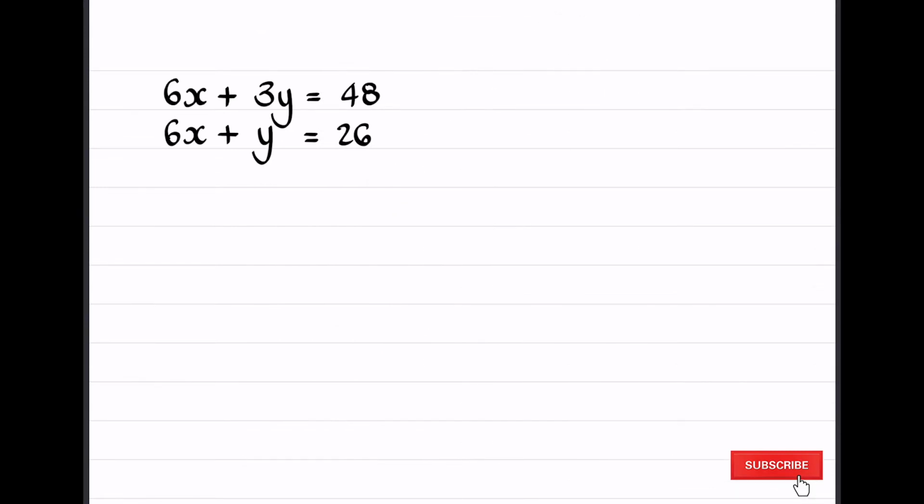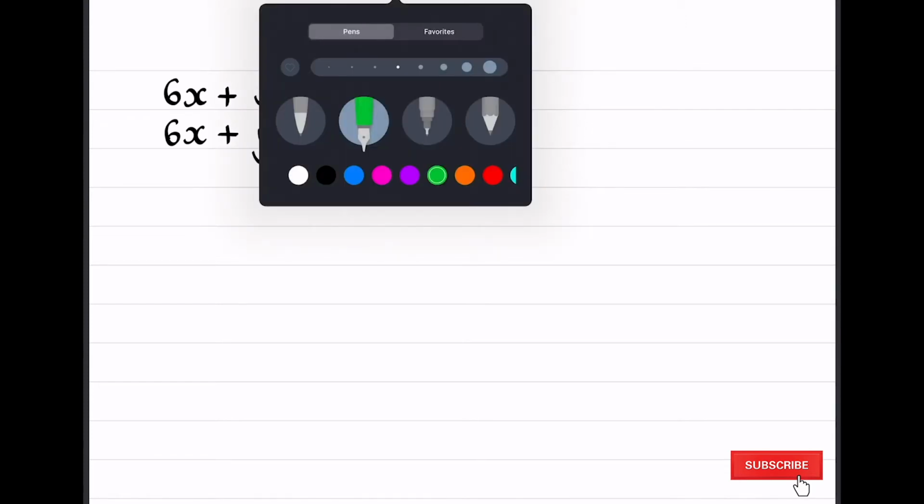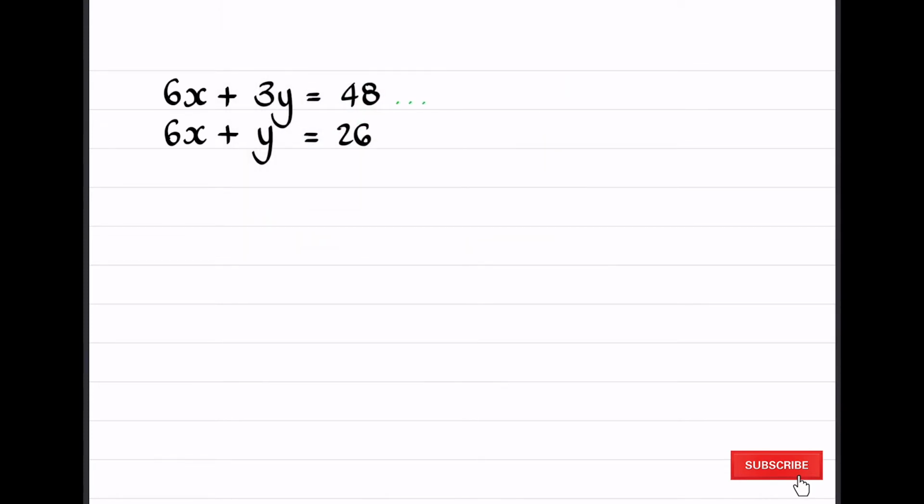If I look at my next question, I have 6x plus 3y equal to 48, 6x plus y equal to 26. So I'm going to start by just labeling my equation. So I have equation number 1 and I have equation number 2. So now what I have to do is I need to check my x and my y and see whether they have the same coefficient in the two respective equations. So I can see that this x in both of the equations have a coefficient of 6. So that is the same, which means that I can work with that.